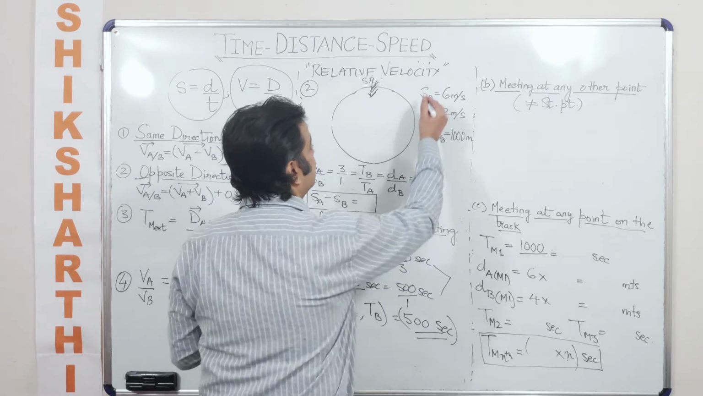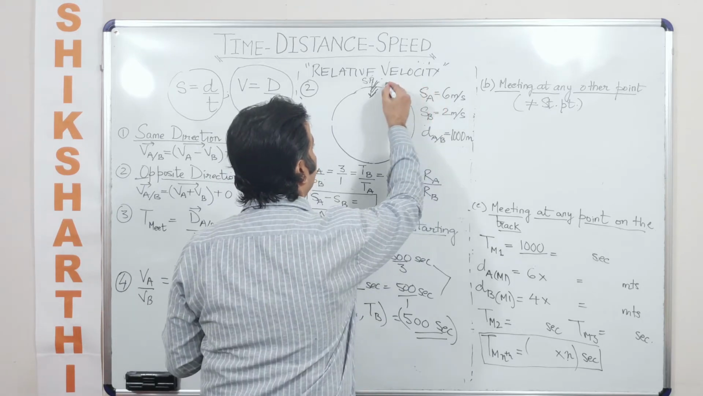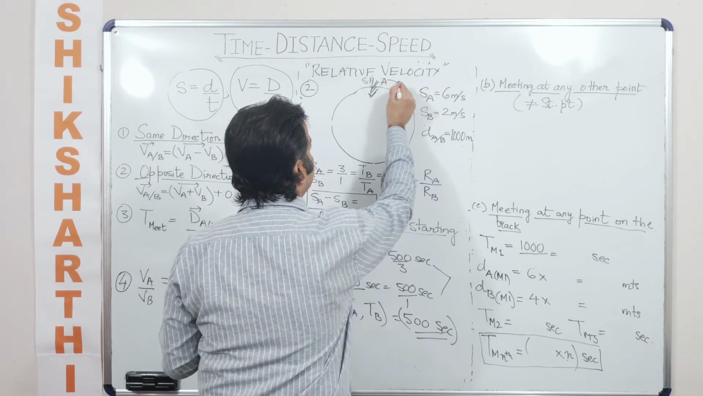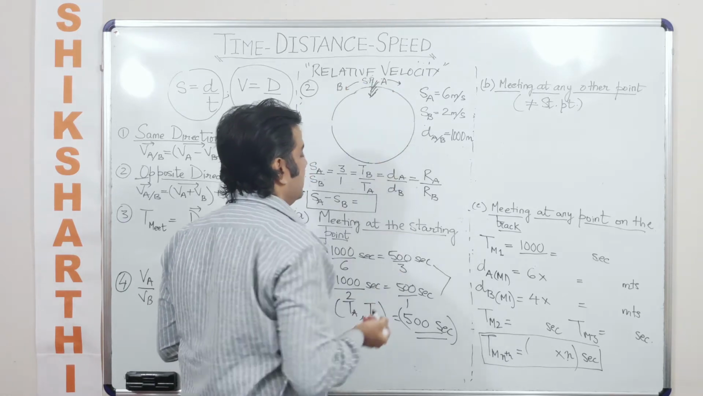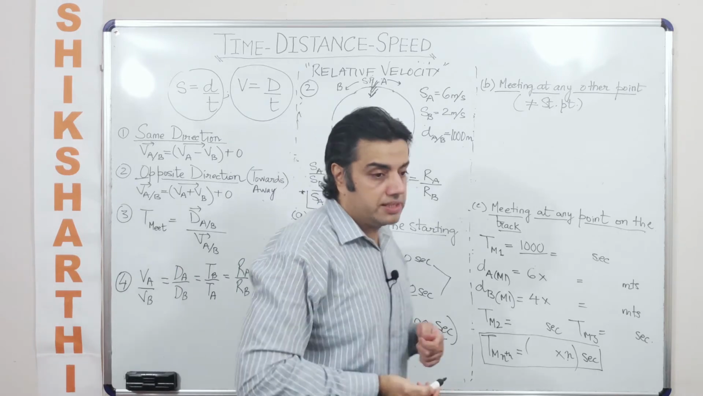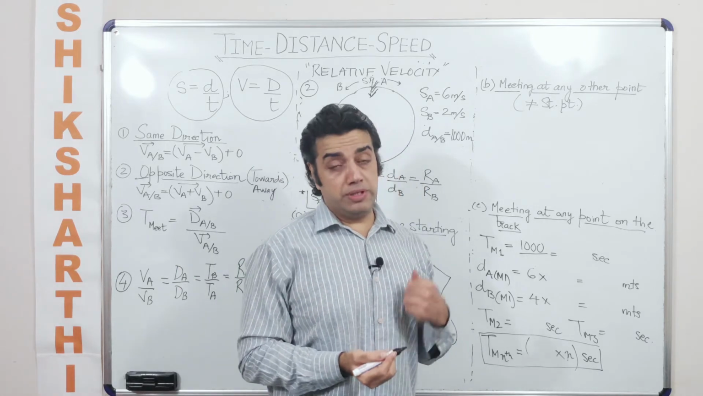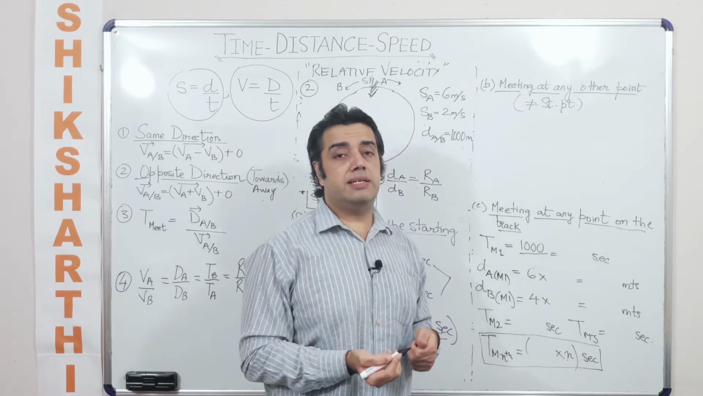When there are two objects, let's say A and B, such that they are moving in opposite directions, let's say this is the direction for A and this is the direction for B, when would they meet at the starting point? When would they meet at a point which is other than the starting point?